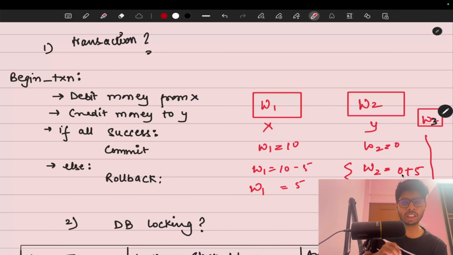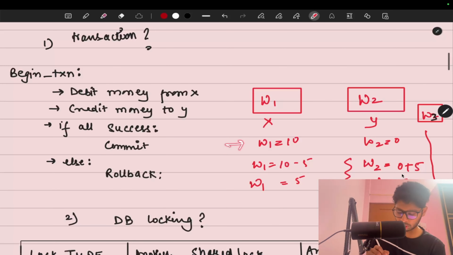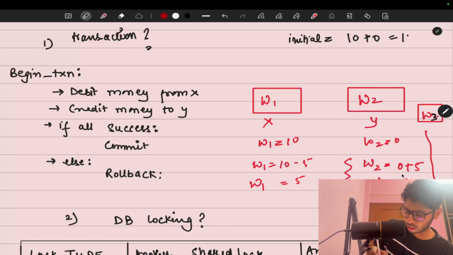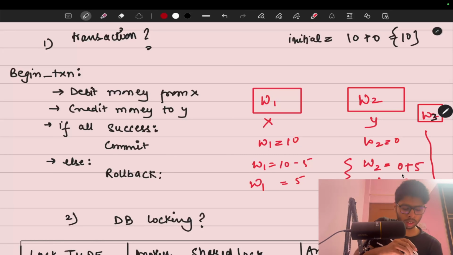What is the initial state? That W1 equals 10 and W2 equals 0. So let's take the initial sum. So the initial sum is going to be 10 plus 0, that makes the total sum equal to 10. Now let's move forward in the transaction. What happens after that? We want to debit some amount from W1 and we want to credit some amount to W2. So this time let's debit 5 rupees.